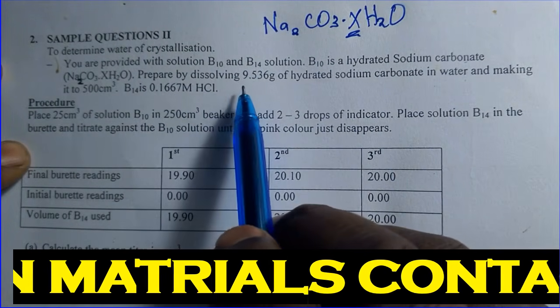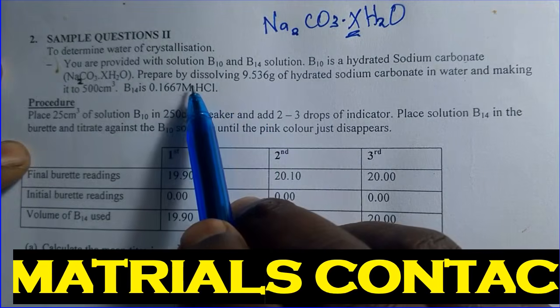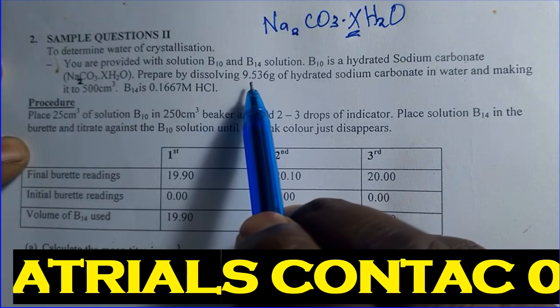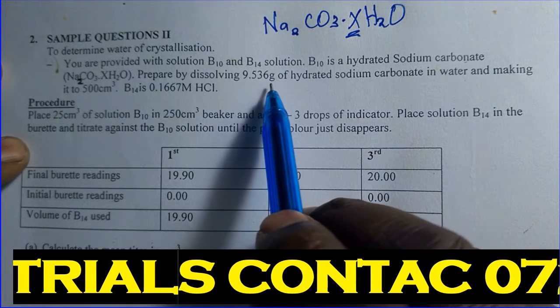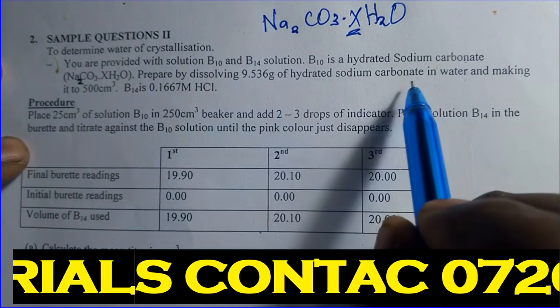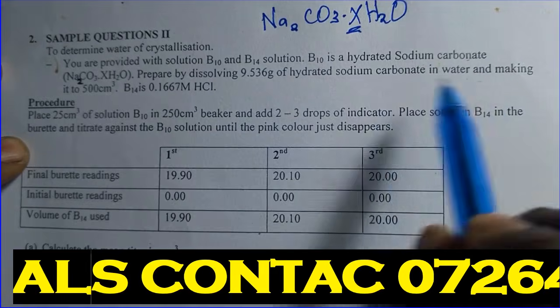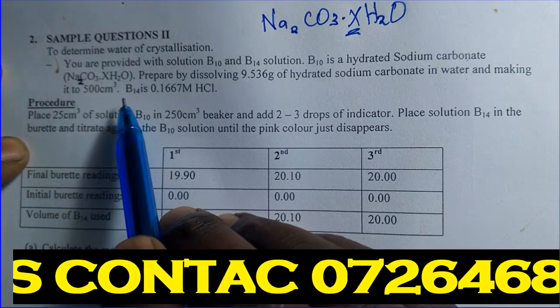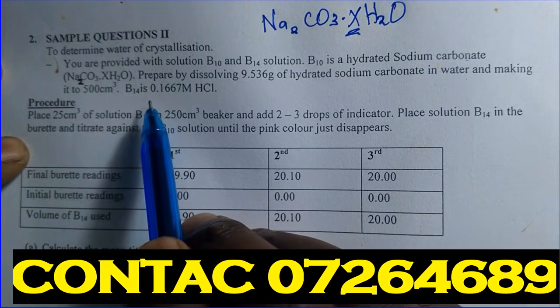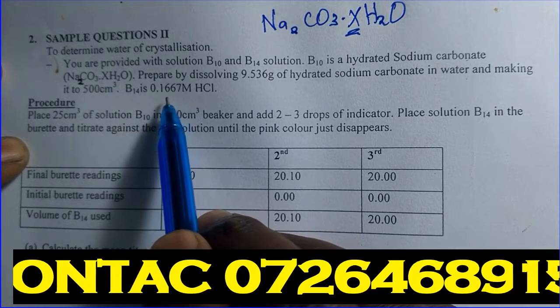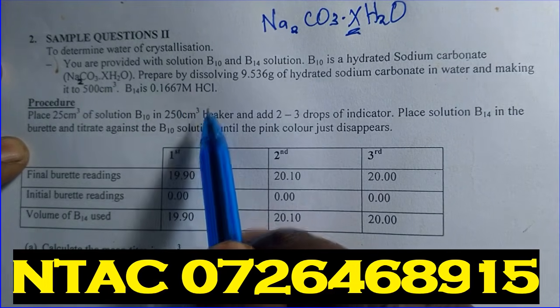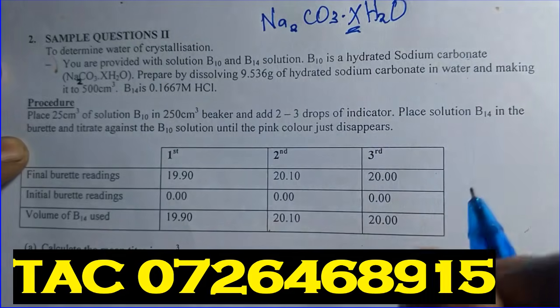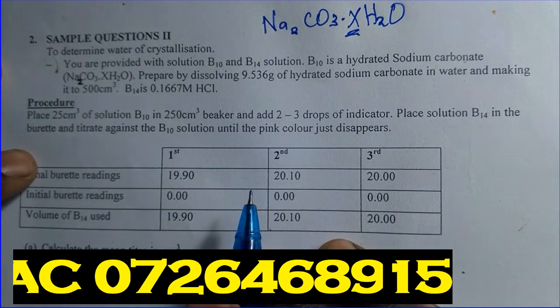It was prepared by dissolving 9.536 grams of hydrated sodium carbonate in water and making it to 500 centimeters cube. P14 is 0.1667 molar HCl. Now we have all the information that we are required to know.